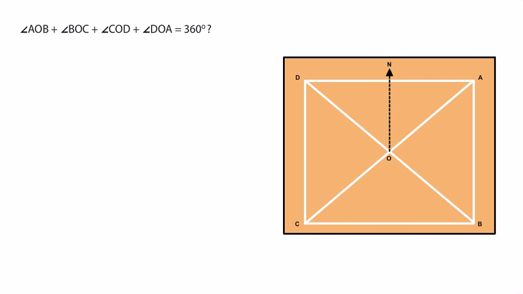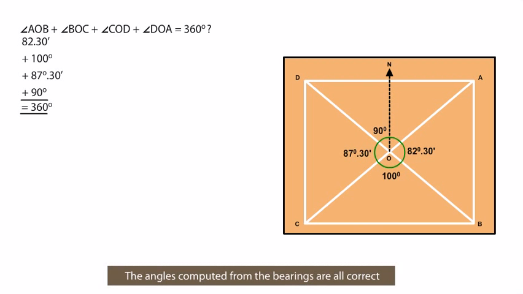To check whether the angles calculated from the bearings are correct, you must add them up and see whether they add up to 360. So let us add angle AOB, angle BOC, angle COD and angle DOA. This is equal to 82 degrees, 30 minutes plus 100 degrees plus 87 degrees, 30 minutes plus 90 degrees. As this sum is equal to 360 degrees, we can say that the angles computed from the bearings are all correct.